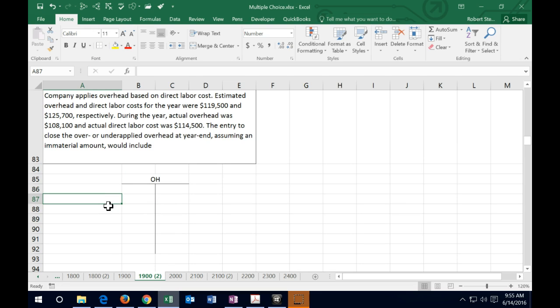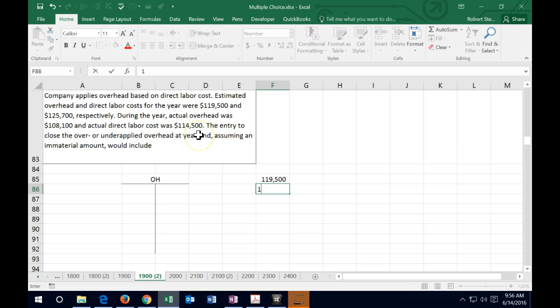Now, the company applies overhead based on direct labor cost. Estimated overhead is going to be 119,500, so I'm going to say that is our rate. I'm sorry, the 119,500 is the overhead at the beginning of the year. So that's what we're going to use in order to estimate what will happen during the year.